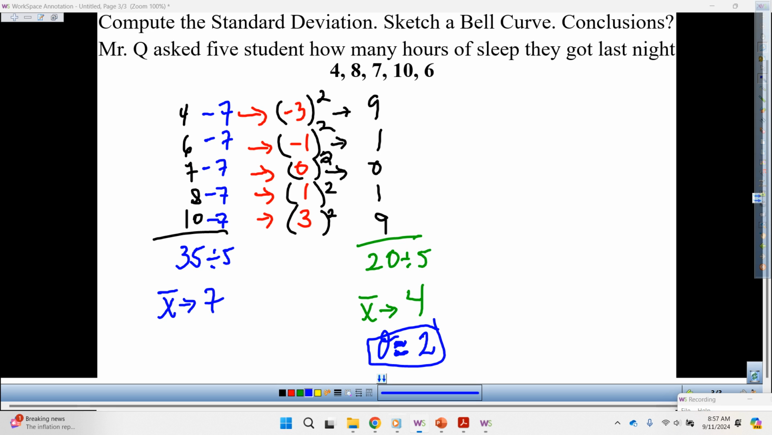All right. So, according to the problem, I asked 5 students how many hours they got of sleep. So, first data that we got, which is 7. What does that mean? Tell your neighbor, what does that mean? What does that number mean?